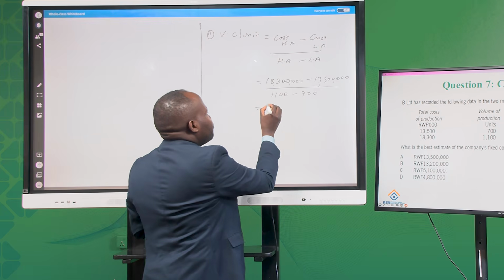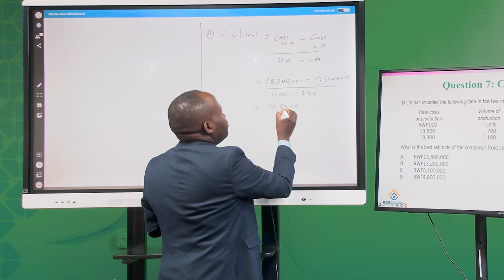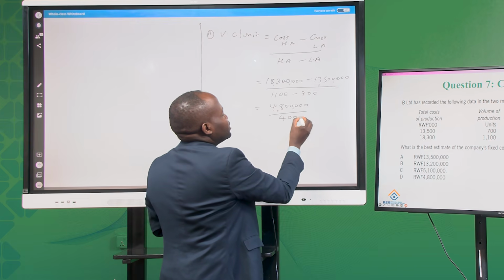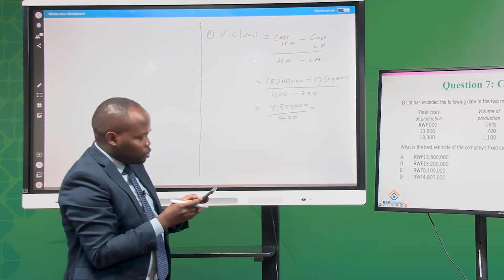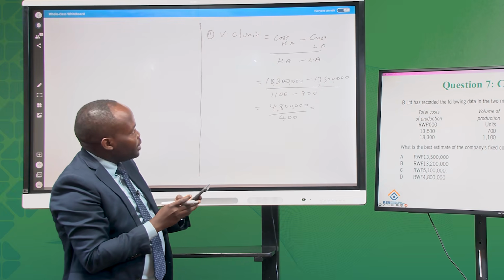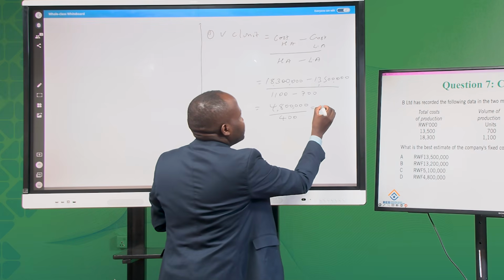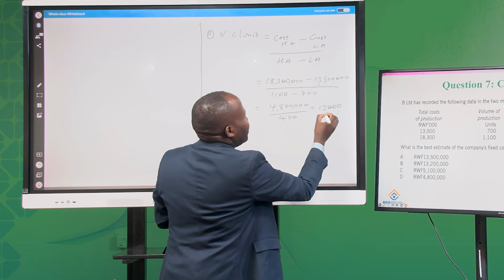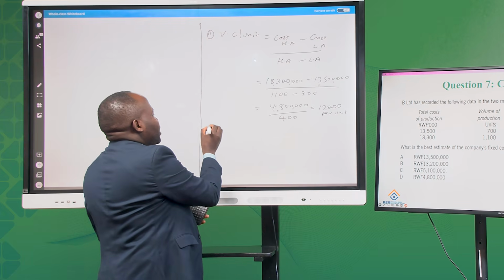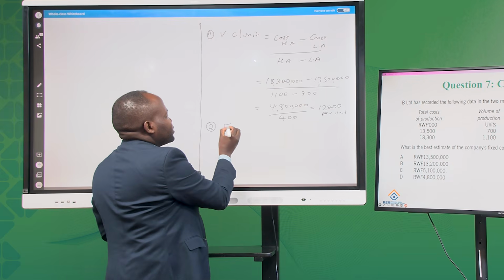It gives us 4,800,000, and then we divide by 400. This will leave us with 4,800,000 divided by 400, so it gives us 12,000 per unit as the variable cost. Now once you've got the variable cost, next you come and get the fixed cost.